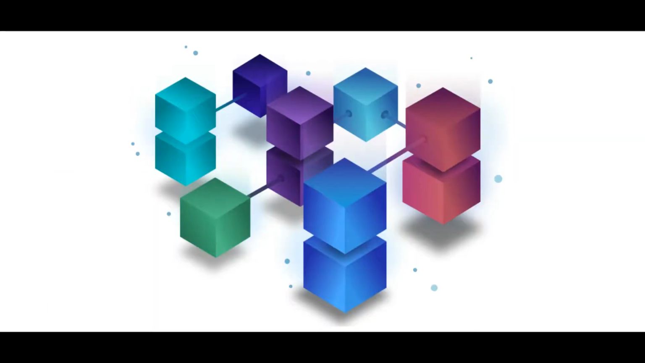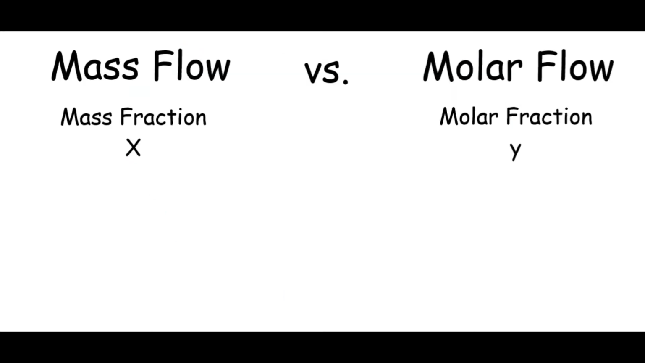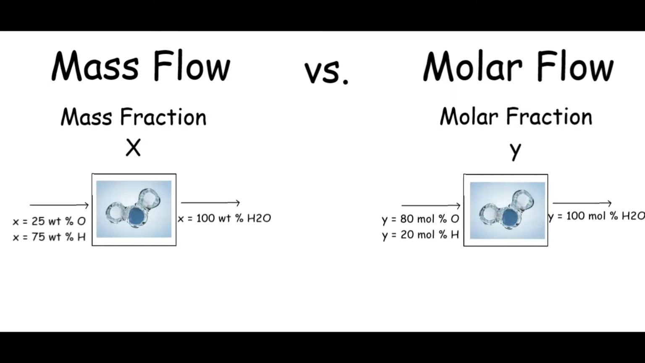In a process, we could also have as many components as we want, like adding hydrogen and oxygen in a feed stream to make water for the product. To do this, we can denote either mass fractions or molar fractions, whichever aligns with our basis of calculation.